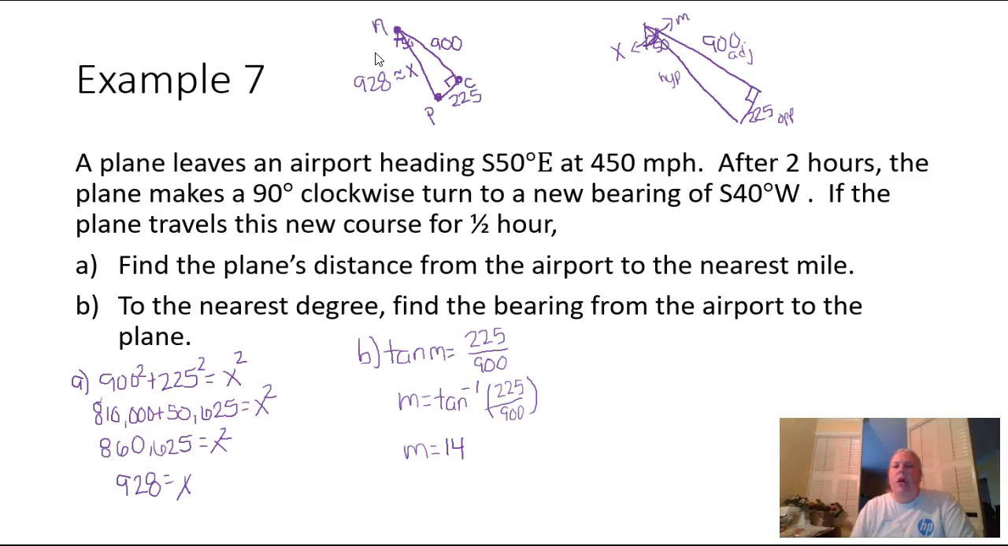All right, so if the whole angle is 50 degrees and this piece over here is 14, then our bearing is going to be 50 degrees minus 14 degrees, and that's going to be 36 degrees. And so the bearing from the airport to the airplane is going to be south and then 36 degrees east.